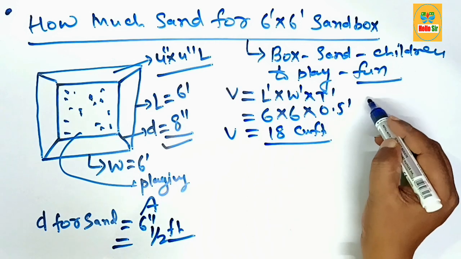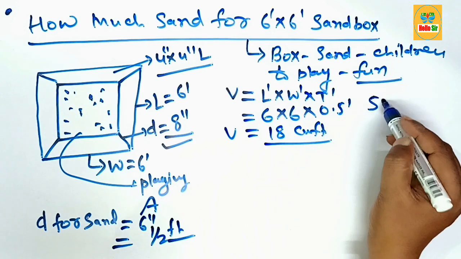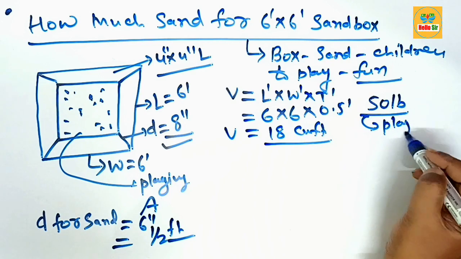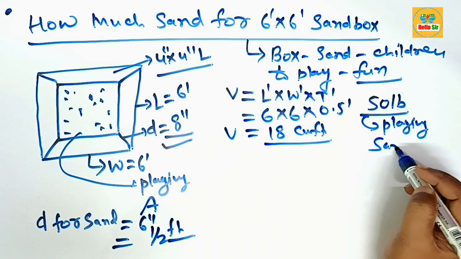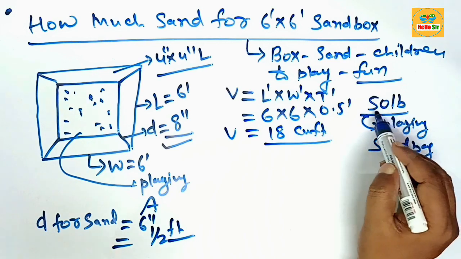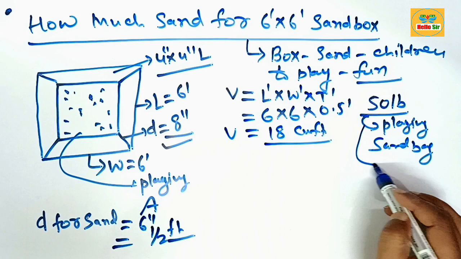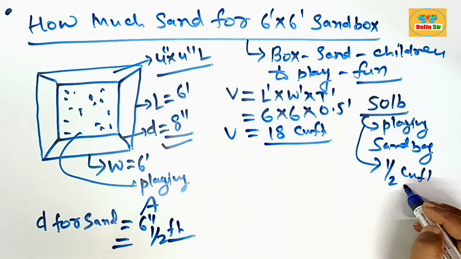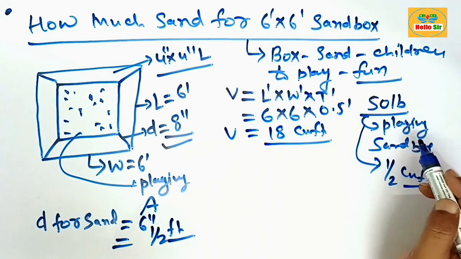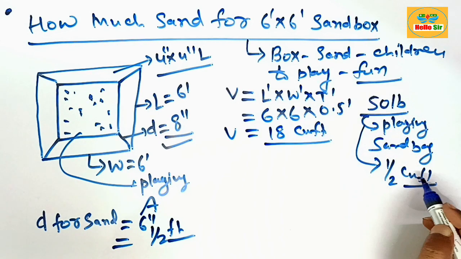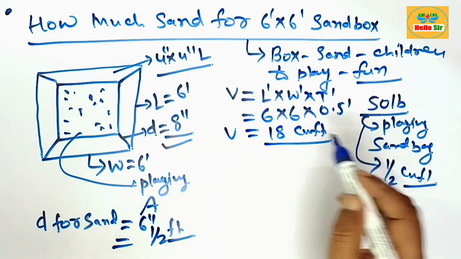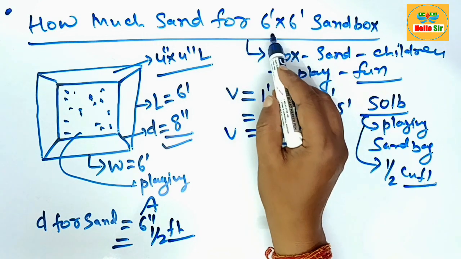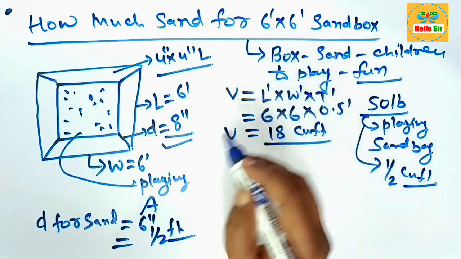And if you want to calculate the number of 50 pound bags, generally playing sand, this is a playing sand bag. Sand bags come in 50 pounds, and each sand bag yields a volume of about half a cubic foot. Remember this: each 50 pound bag of playing sand yields about half a cubic foot. And your question is, how many 50 pound bags of playing sand do I need for a 6 by 6 sandbox?